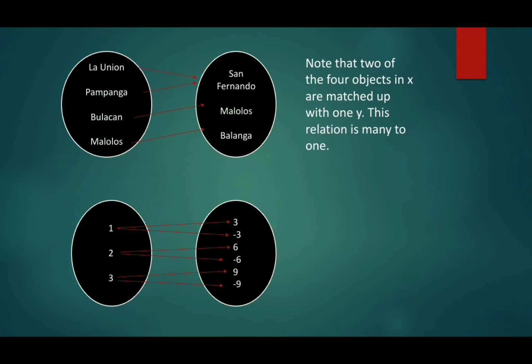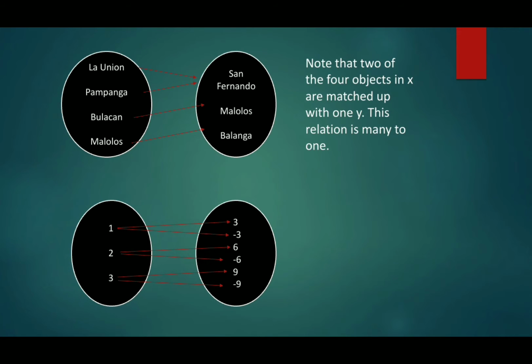So Bulacan is to Malolos. Oh my God, I have a typographical error here. The Malolos on the X side should be Bataan. So, Bataan to Balanga.